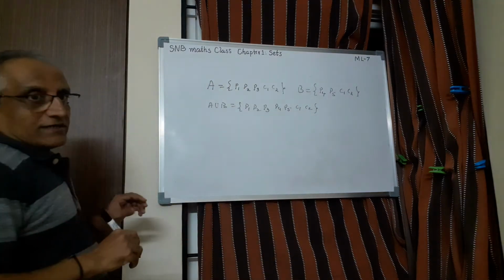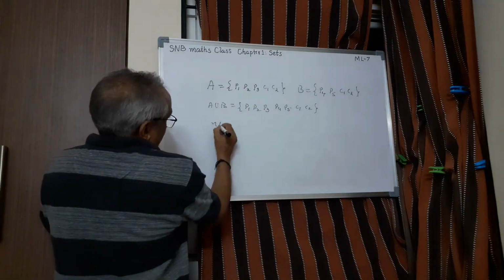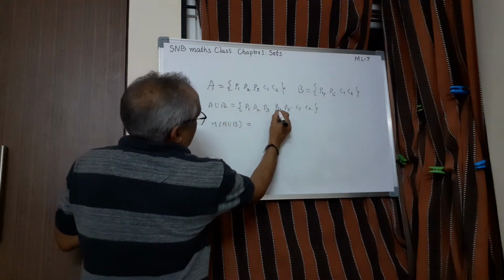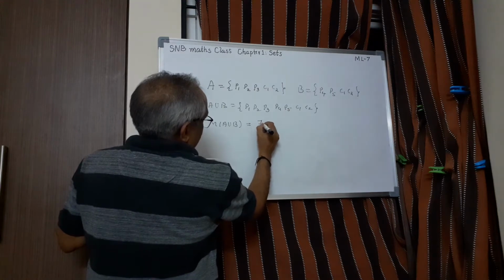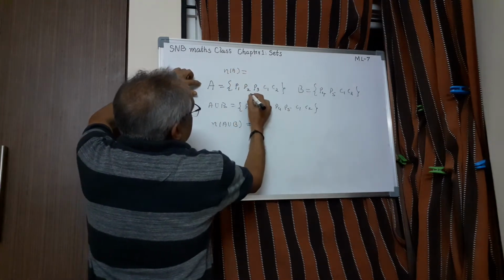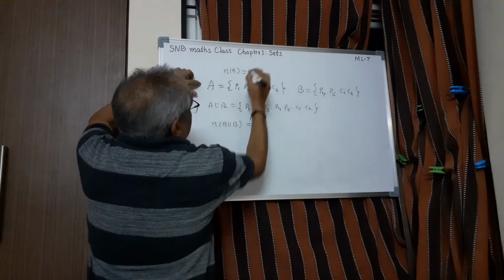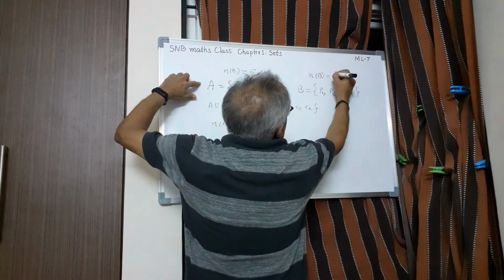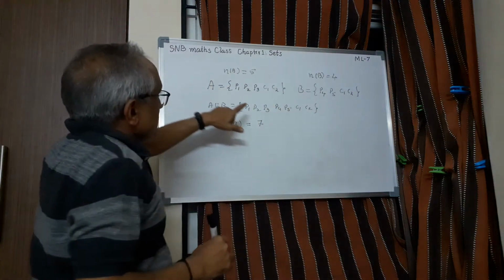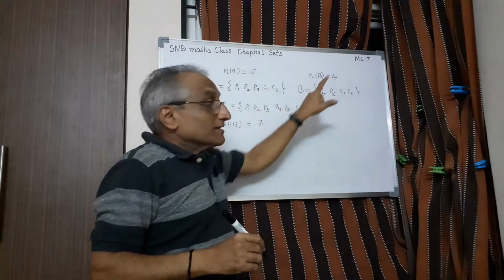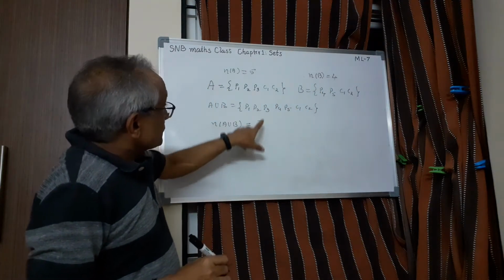So in this case, number of A union B will be 1, 2, 3, 4, 5, 6, 7. Actually, it is 7. Whereas number of A is 3 plus 2, 5, and the number of B is 4. So here it is 7, while 5 plus 4 is 9. But we have to subtract 2 to get this one.